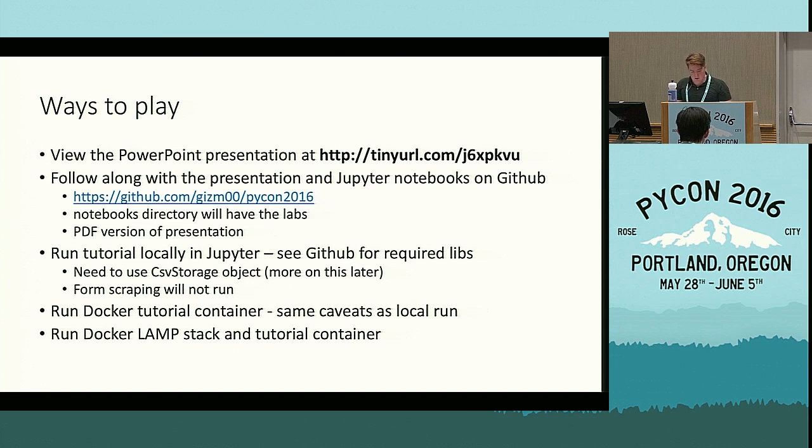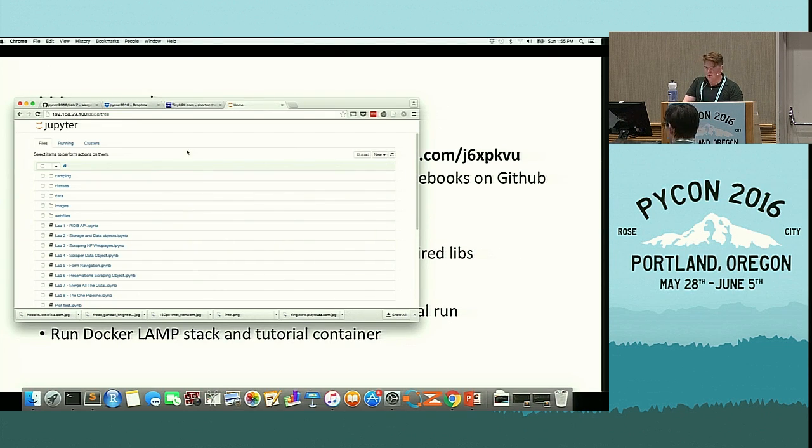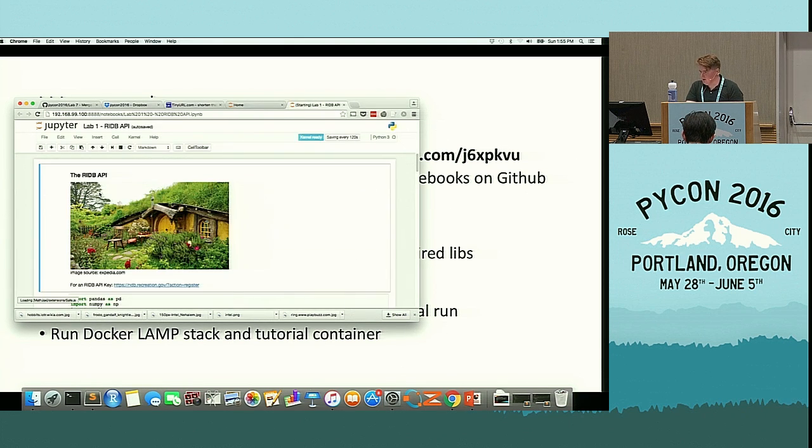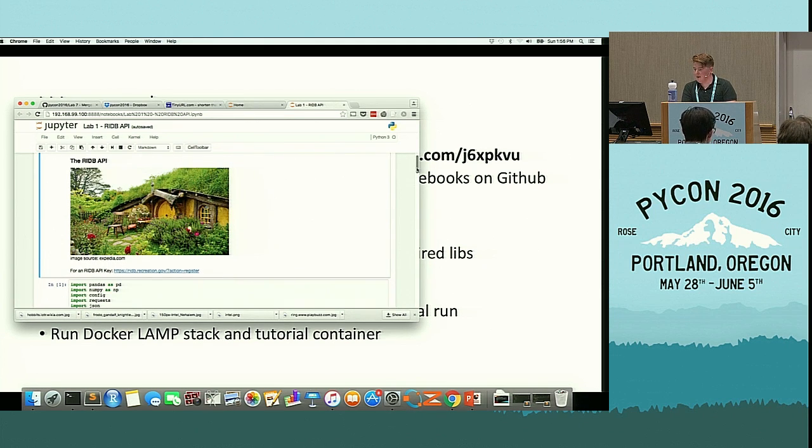Okay, we're going to proceed with getting into the lab material so we get through that. So if you go over to where you are running the Jupyter in your browser and open up Lab 1, RIDB API. Basically this is all set up, so we're just going to walk through and execute the commands, and hopefully things will all work. If not, I'll cry. Okay, so the RIDB API, we're starting off here in the Shire.